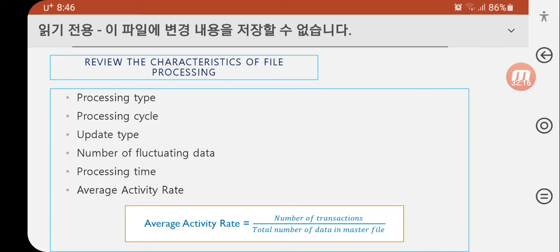Next slide is review of the characteristics of file processing: processing type, processing cycle, update types, number of fluctuating data, processing time, average activity rate.